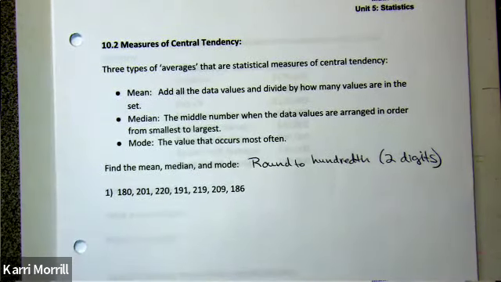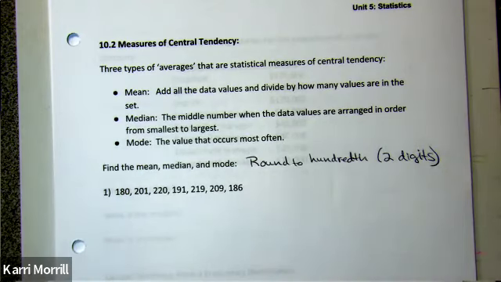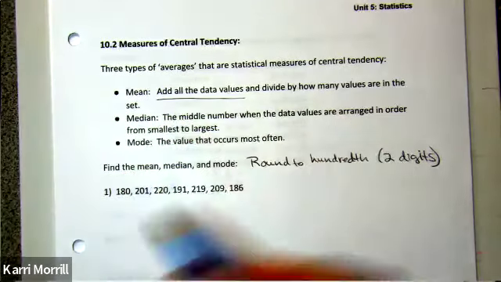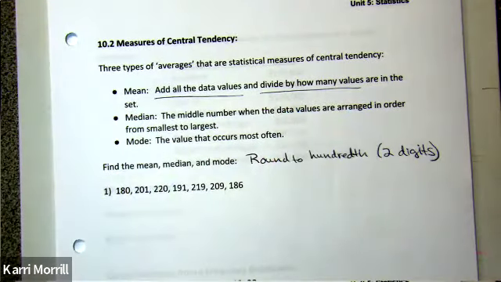So there's 3 types of averages that are statistical measures of central tendency. One is a mean. That's when we're going to add all the data values together and then divide by however many values there were. So if you added 10 numbers together, you get their total and you divide by 10. Your median is going to be the middle number when the data values are in order from smallest to largest. Now, if you have an even amount of numbers, that means you don't have just one single middle number, right? So you would just take the 2 middle numbers and find their average. So you add them up and divide by 2, if that's the case.